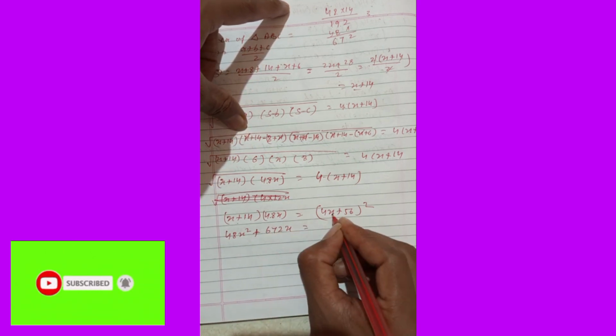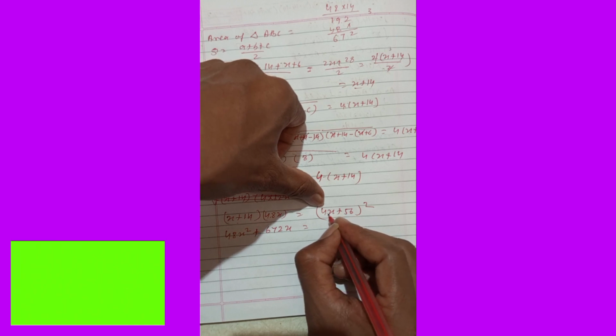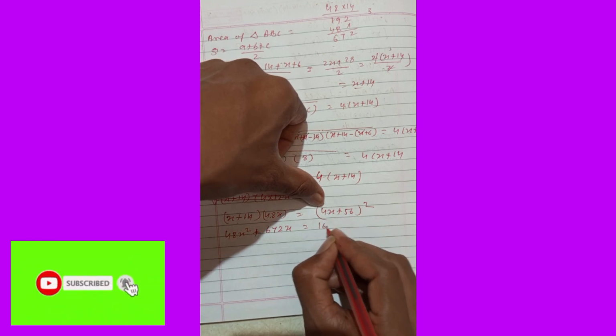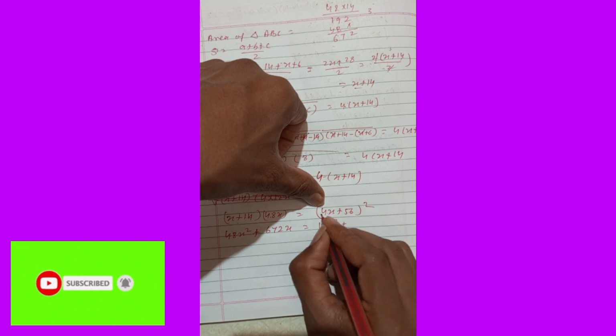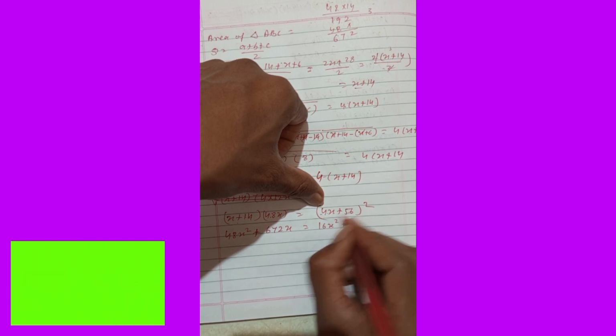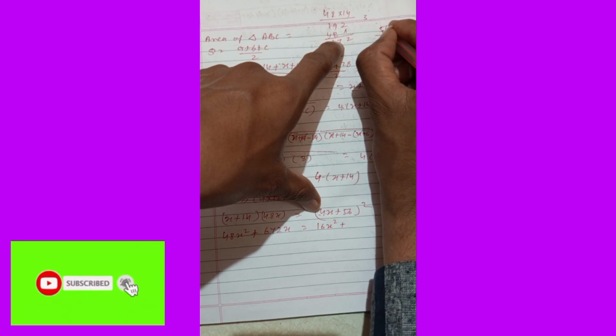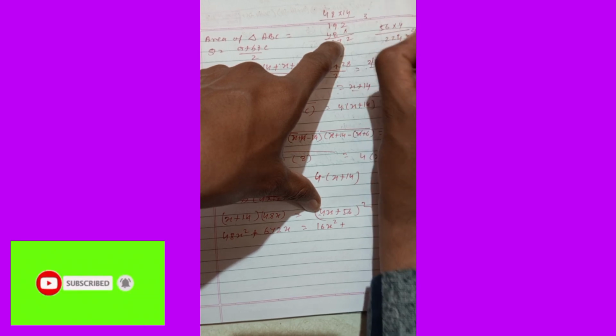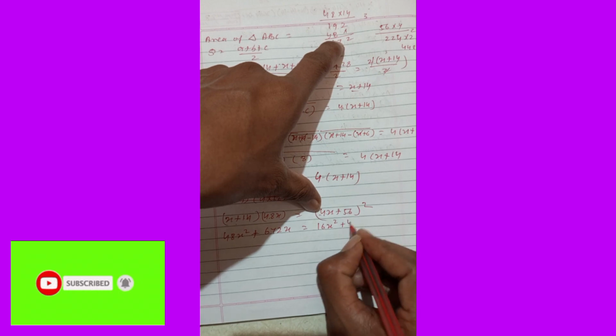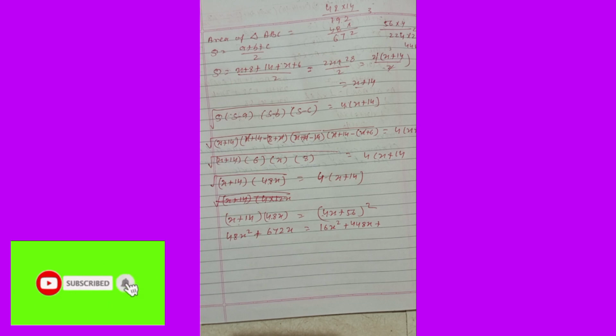672x is equal to the square of this, which becomes 16x square plus 2 of this, 56. 2 4s are 56, 4s are 56 into 4. 4 2s are 24, 4 6s are 24, 2 carry, 4 5s are 20 plus 2, 22. So 224 into formula 2, then it will become 448x plus 56 square, meaning 56 whole square, making.